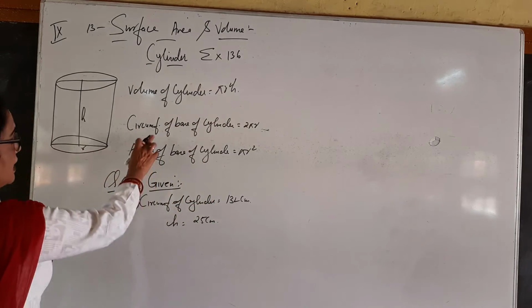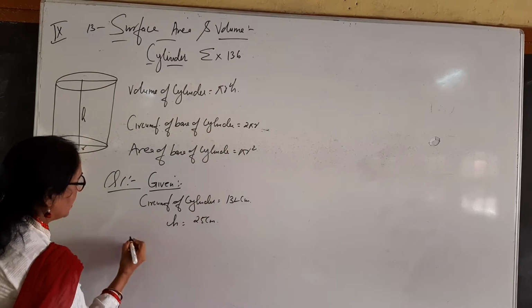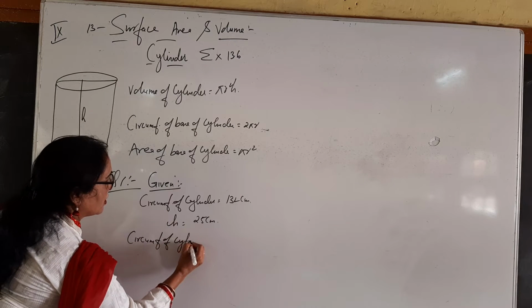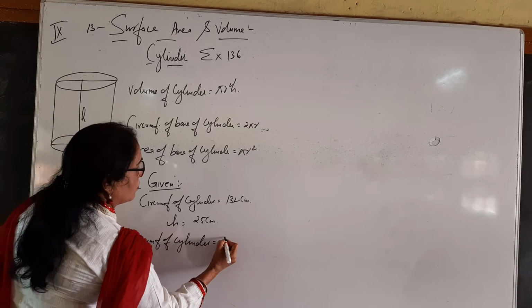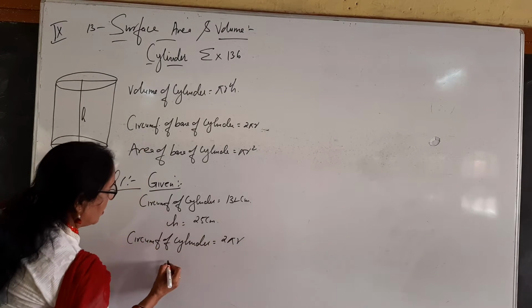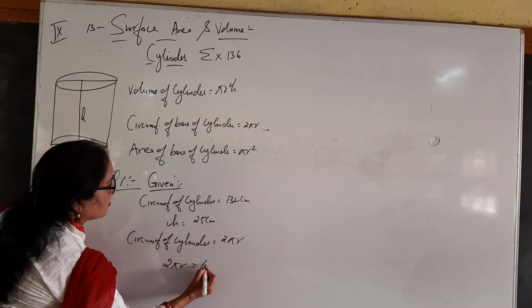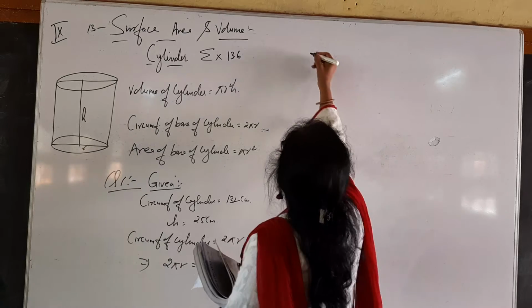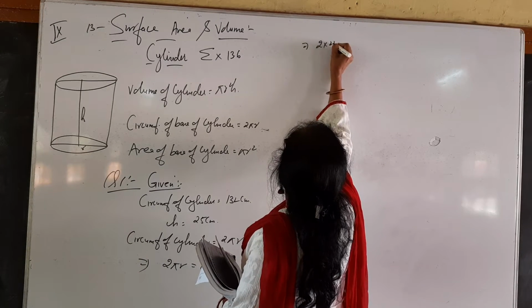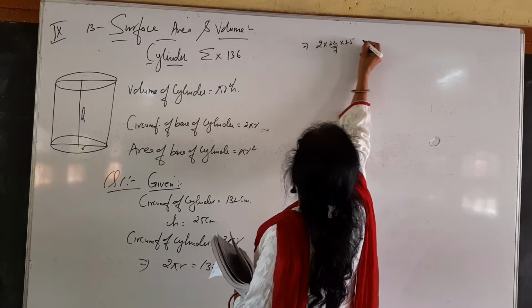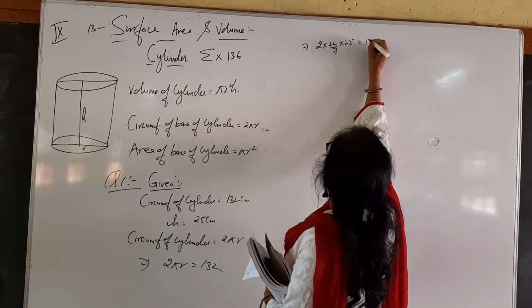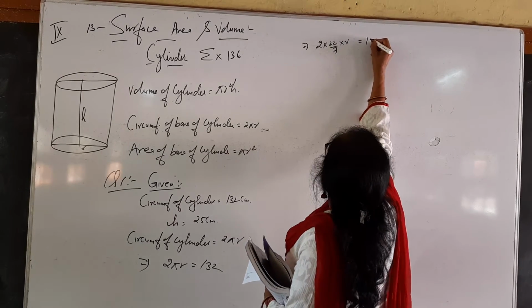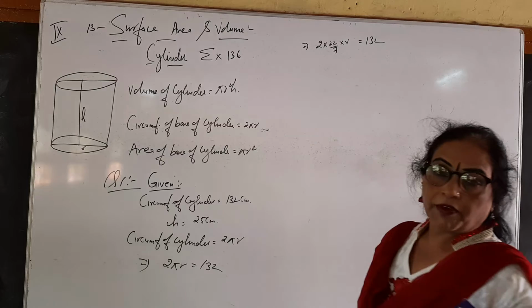We know that circumference of the base of a cylinder is 2 pi r. So we have to write the formula. Circumference of cylinder is equal to 2 pi r. Given 2 pi r equal to 132. So we write 2 into 22 by 7 into r equal to 132. We have to find r.